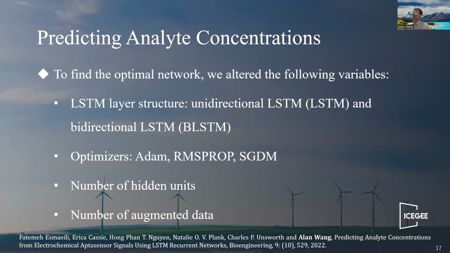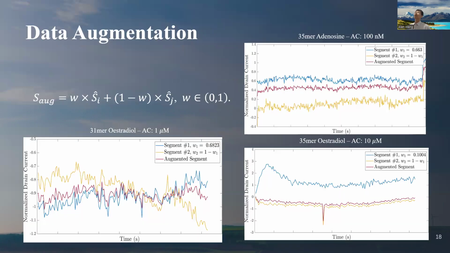So the second question is, in order to find the optimal neural network, we perform some alterations for the following variables. For example, for the long short-term memory, the LSTM structure could be unidirectional LSTM, and also it could be bidirectional LSTM, BLSTM. Regarding the optimizers, there could be different optimizers, Adam, RMSProp, etc. And also the hidden units and augmented data.